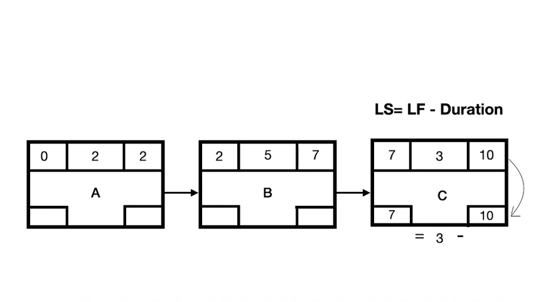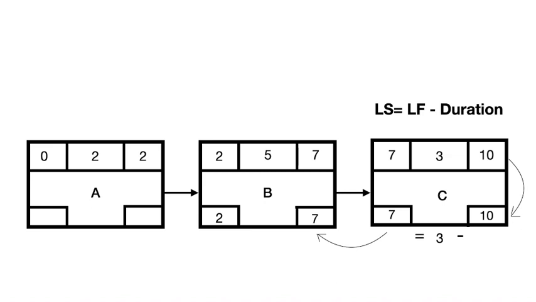This is the formula. The late start of an activity is equal to the late finish of the activity minus its duration. We're going to go backwards now and calculate the late finish of activity B. The late finish of activity B would be the late start of the next activity. So since the late start of activity C is 7, the late finish of activity B would be equal to 7. The late start of activity B would be 7 minus the duration of the activity, and that would be 2 days, because 7 minus 5 is equal to 2.